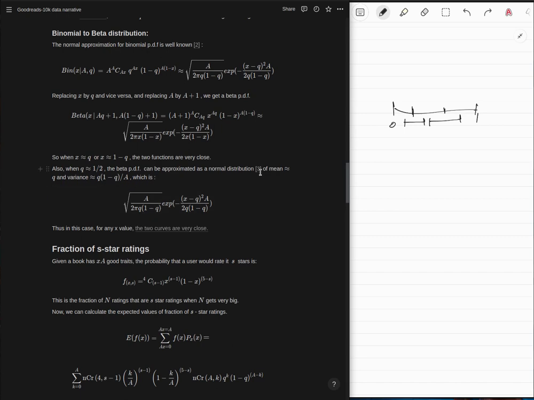So you can check that proof out. It's a Stack Exchange proof, I think. No, okay, it's on Wikipedia, fine, whatever. So yeah, thus in the case that A is big, our two curves are very close.